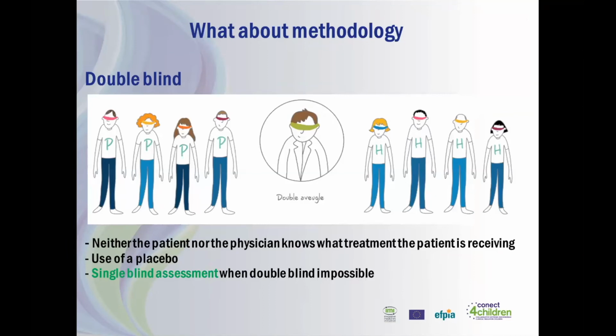So this is the role of the double blind. Neither the patient nor the physician knows what treatment the patient is receiving. We use a placebo for that, but it's not always possible, as we said. So if we cannot do that, we can assess the objectives and the endpoints in a single blind manner, meaning that the person who measures the treatment effect won't know what the patient is taking. So there are other ways to manage if we cannot do the double blind.